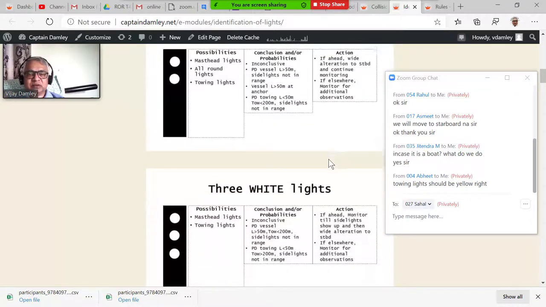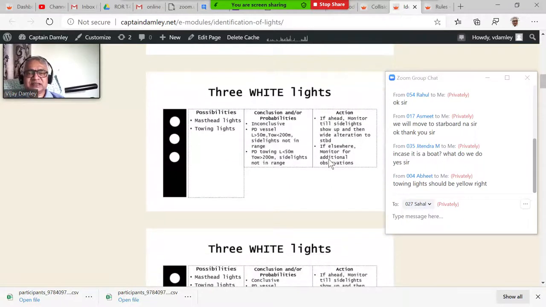Now we come to, suppose I see three white lights. So 2 and 3 make the same thing. They're either masthead lights or towing lights, which are shown as masthead lights by the ship which is towing another one. Same story, inconclusive. Either it's a power-driven vessel, or these are masthead lights and towing lights.